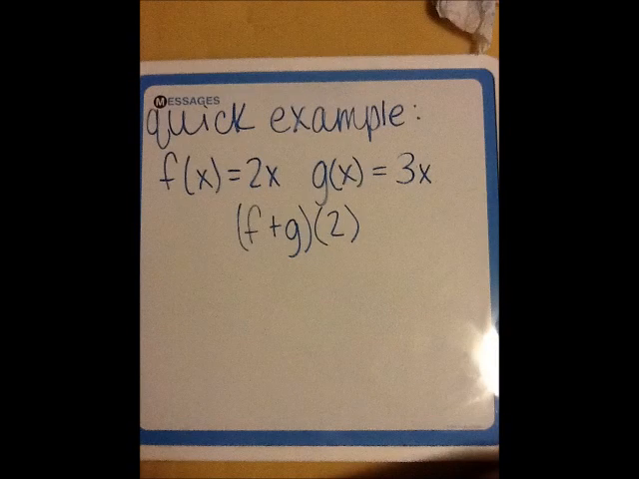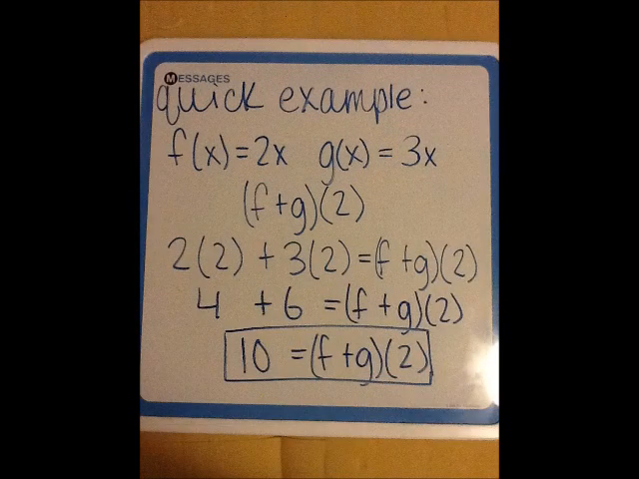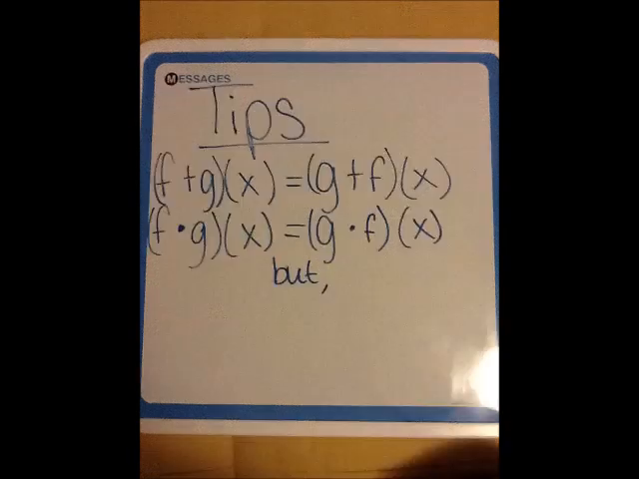Let's go over a quick example. If they give you the f of x equals 2x and the g of x equals 3x, and they ask the f plus g of 2, you would plug in 2 for x and add the equations together like we practiced earlier. By simplifying and combining, you will be left with 10 equals the f plus g of 2.